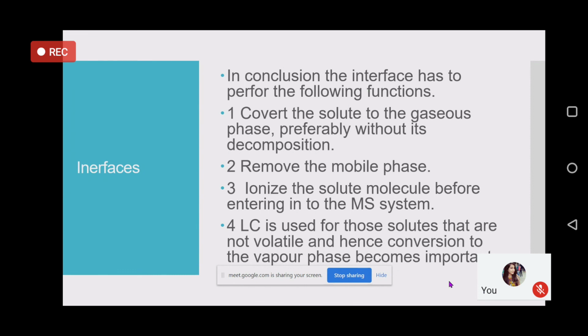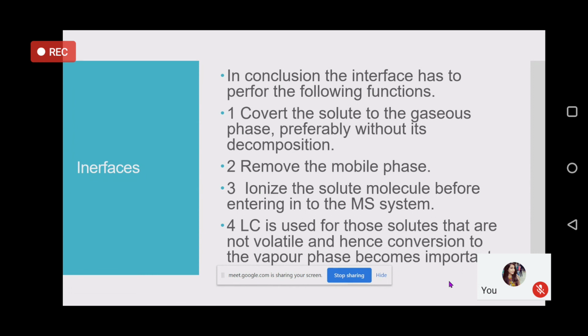So whether the solute is volatile or non-volatile, it has to be obtained in the vapor phase before you allow it to enter the mass spectrometer. And not only in the vapor phase, it has to be charged. Ionization also has to occur, so what you get is a charged species. That has to take place for both. For a volatile component, it will be easier. For non-volatile, it may not be easier.